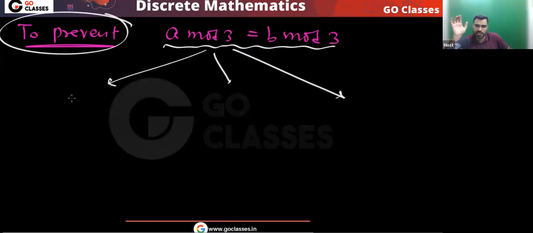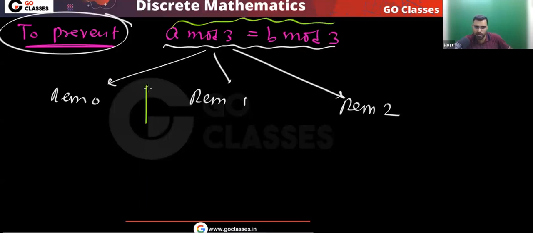What will be the 3 categories? One will be remainder 0, another will be remainder 1, another will be remainder 2. 3 categories will be there. Yes or no? If you want to prevent A mod 3 equal to B mod 3, you can create 3 categories.